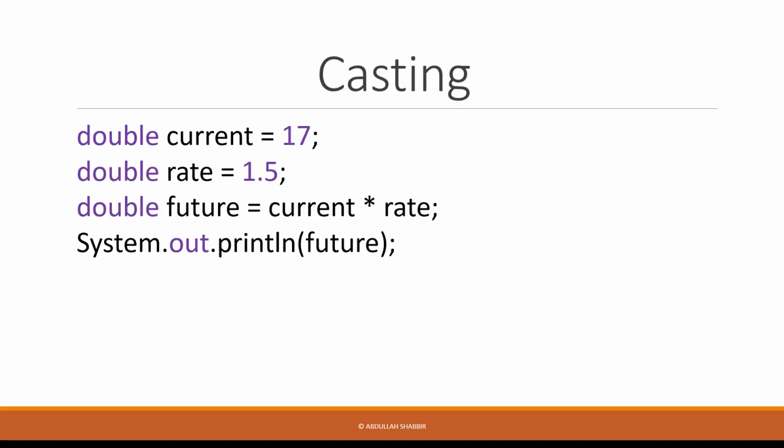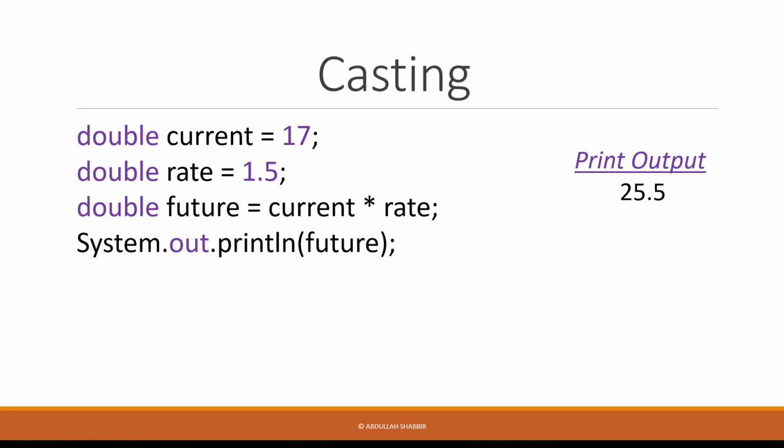Say your Java prediction program looks something like this, where you are multiplying the current number of students by the rate of growth that you are estimating and predicting the number of future students in the variable future here. Now because we are multiplying those two doubles together, the result itself becomes a double. And if I print the result of the program here, it would result in 25.5.